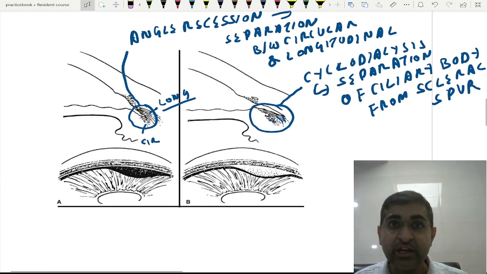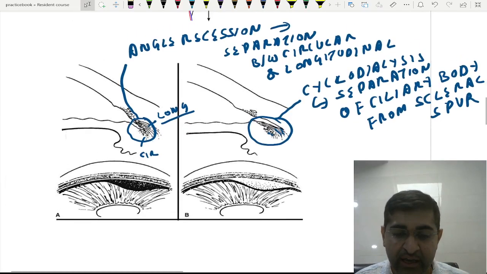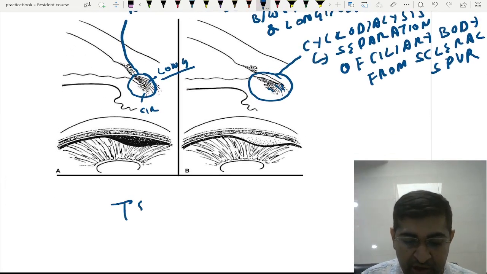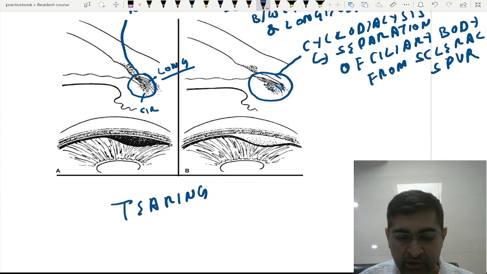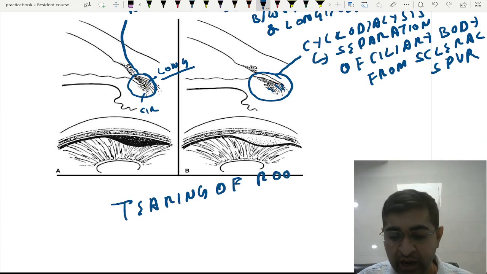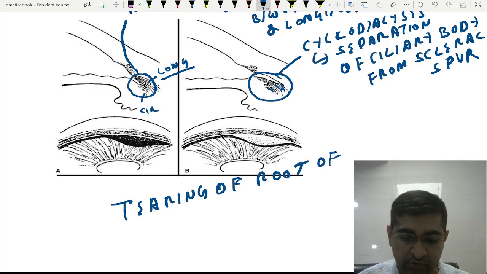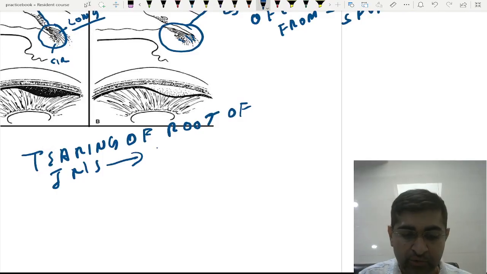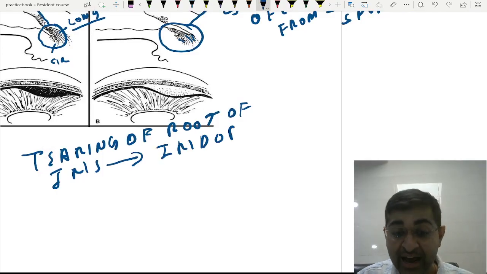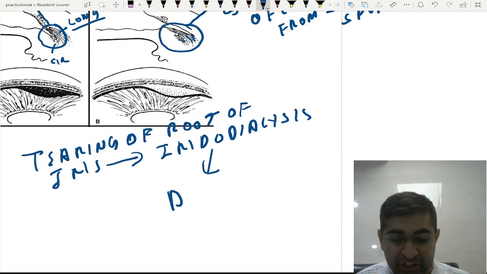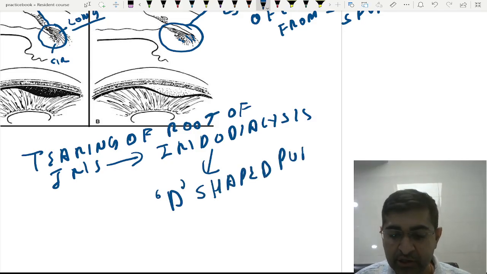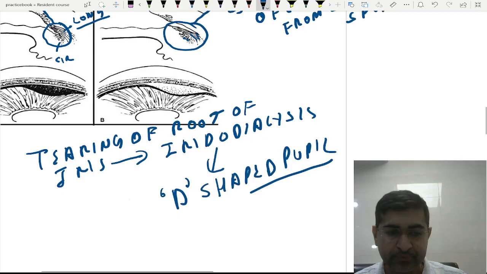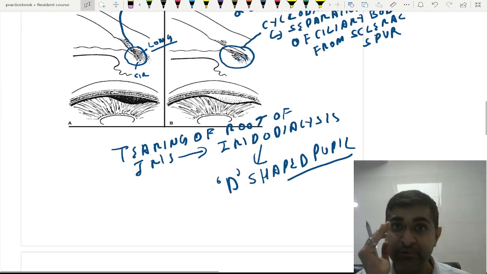And also I need to tell you, if there is tearing of the root of the iris, so just write a term, what is this known as? This is going to be called iridodialysis. And in iridodialysis there will be a typical D-shaped pupil. Yes, okay. So these are some terms that I believe you should know.